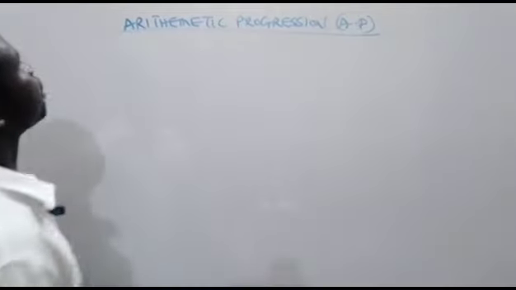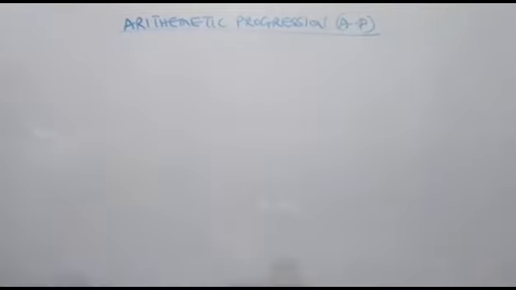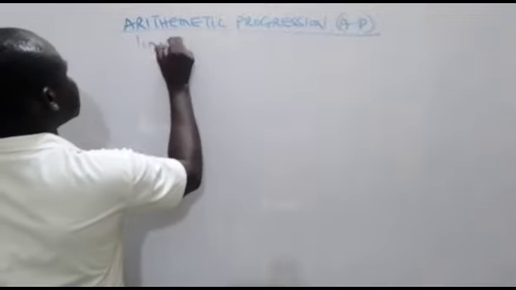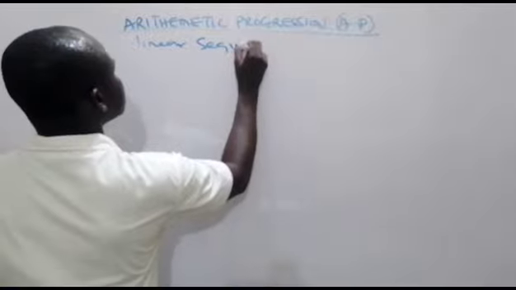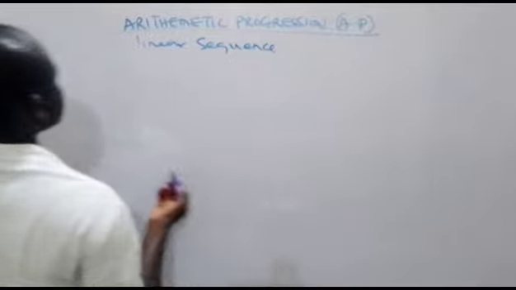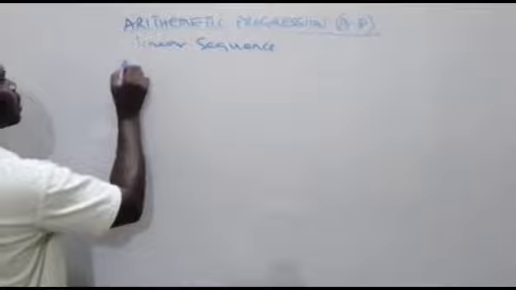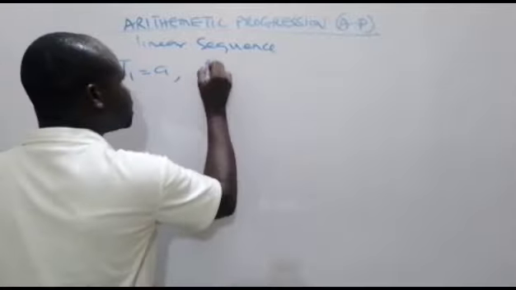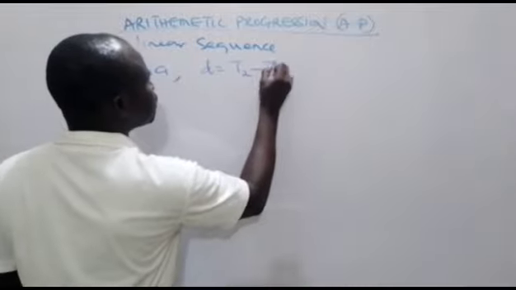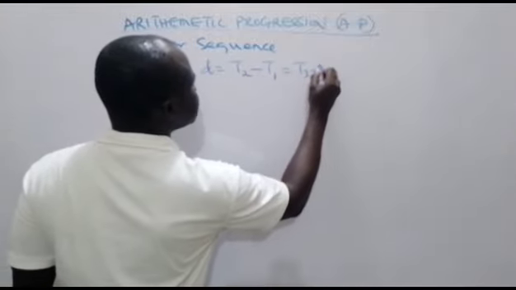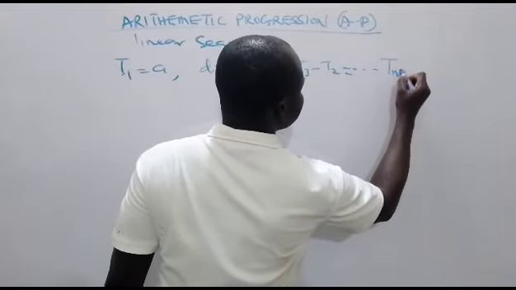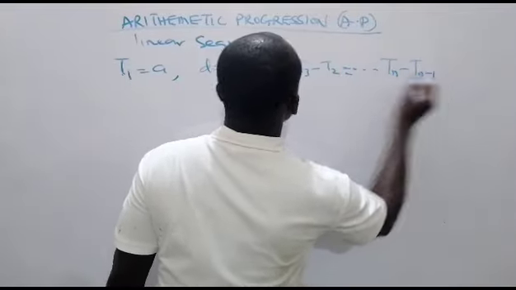Today we want to look at arithmetic progression, which is otherwise known as linear sequence. In this sequence, we denote the first term, T1, as A, and we denote the common difference, that is the difference between the second and the first, or the third and the second, and in that order, up to the last term minus the second to the last term, as D.